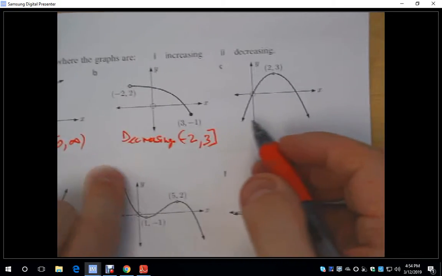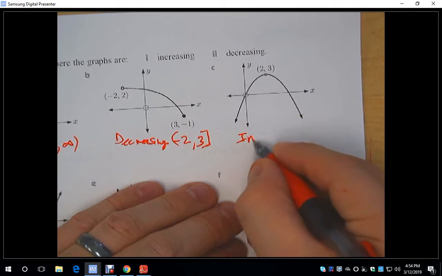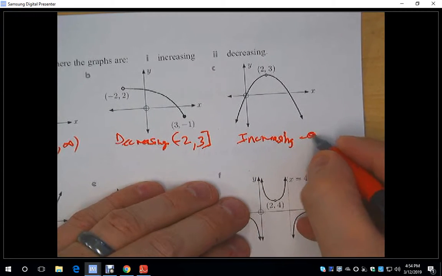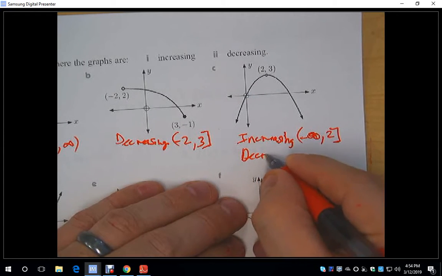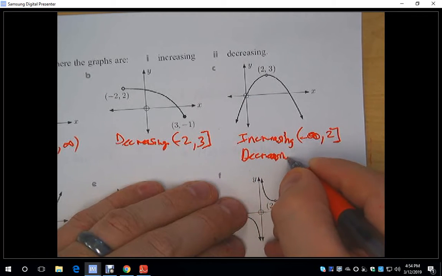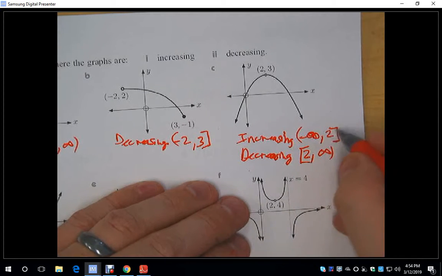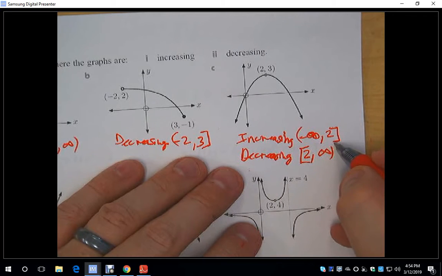And then the next one, this graph is increasing and decreasing, so we're going to be increasing from -infinity all the way to 2, and then decreasing from 2 to infinity. Now, some of you might be a little bit confused and think, well, at 2, because I used a bracket, that means that it's included, and so how is the graph increasing and decreasing at 2?